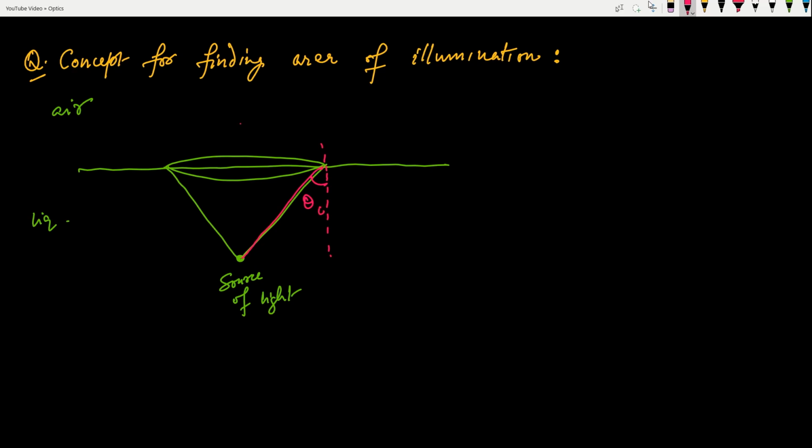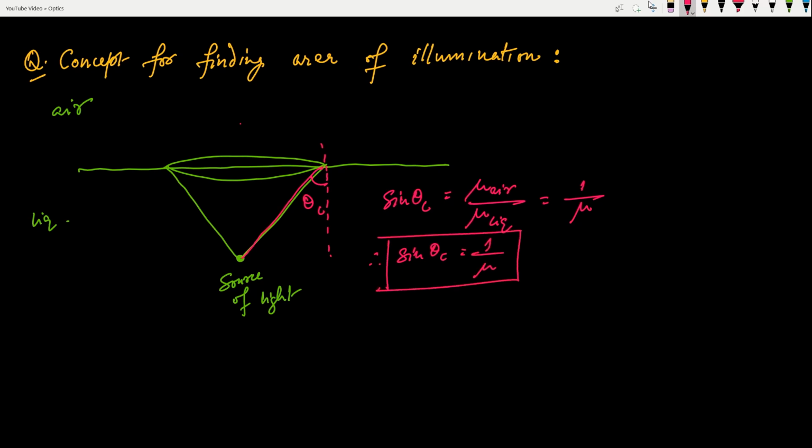If this is critical angle, then we can say that sine theta c is actually the refractive index of air, that is the rarer medium, divided by the refractive index of the liquid. Or we can directly say that air is 1 and mu of liquid, let it be mu. Therefore sine theta c is equal to 1 by mu, where mu is the refractive index of the liquid. Simple as that.